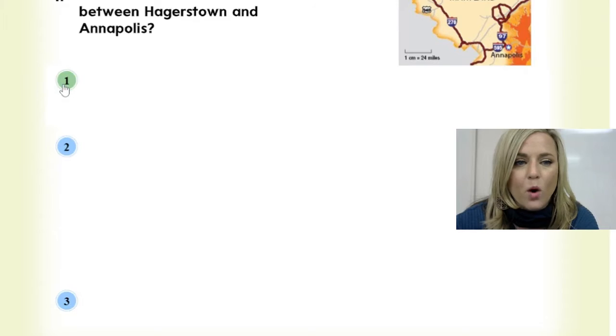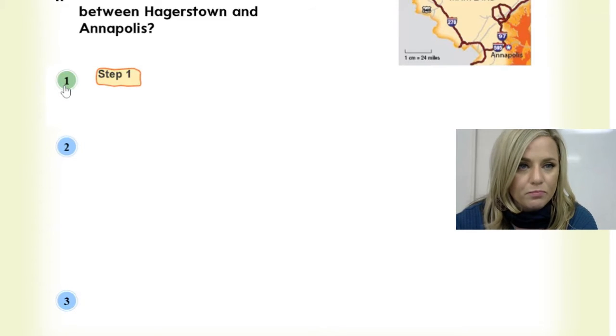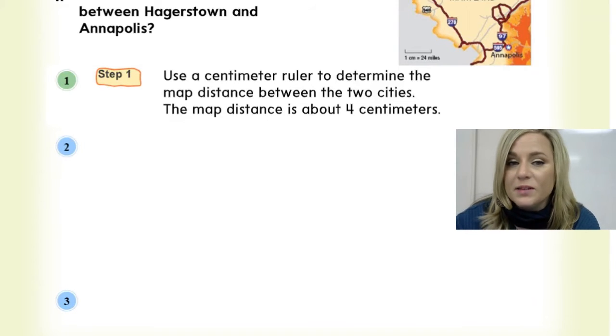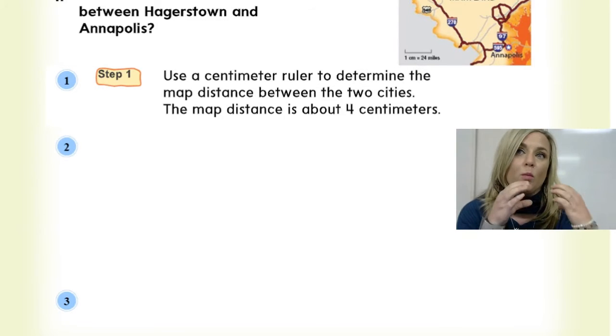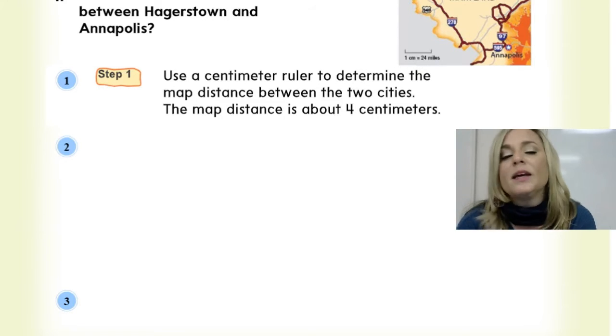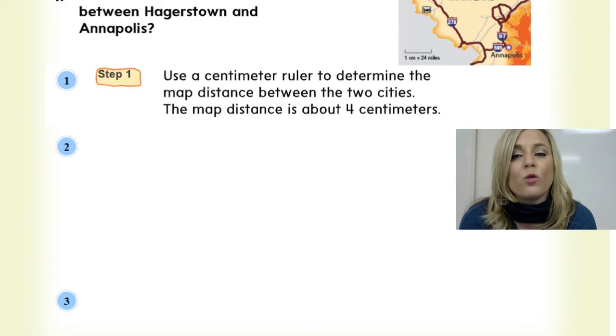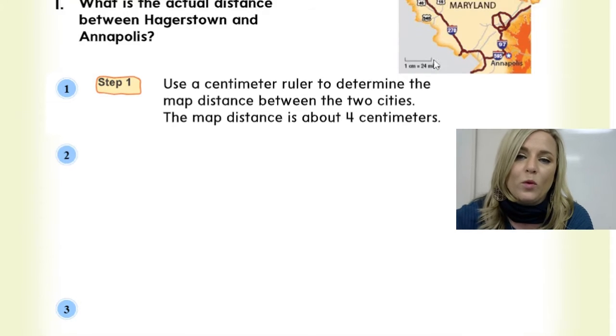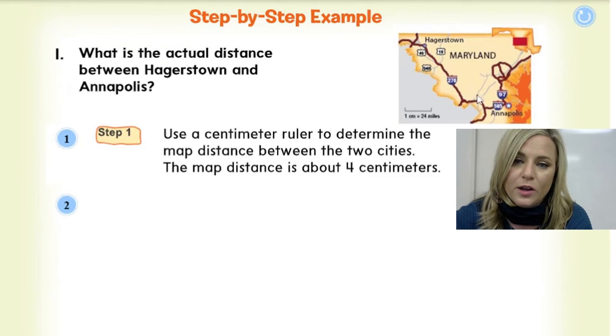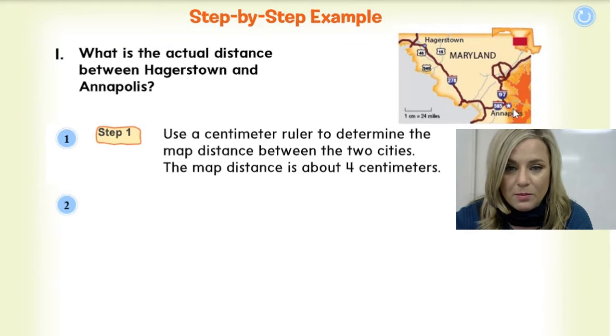So step one, we use a centimeter ruler because if you look down here, it says 1 centimeter is equal to 24 miles. So we need to make sure that we're using the proper ruler side. We're going to use a centimeter ruler to determine the map distance between the two cities. The map distance is about 4 centimeters. When you lay your ruler from here to Annapolis, it is 4 centimeters.